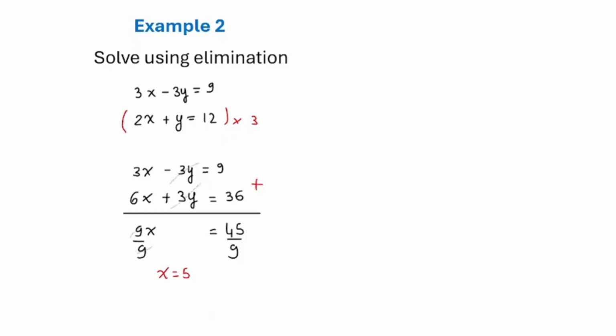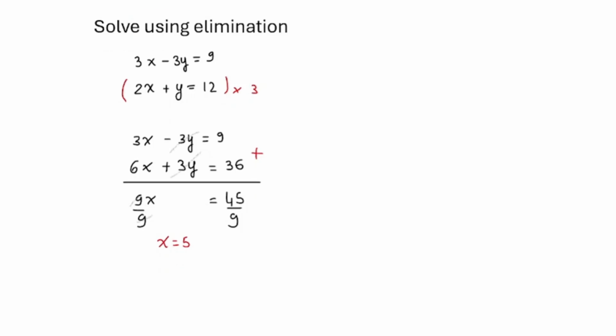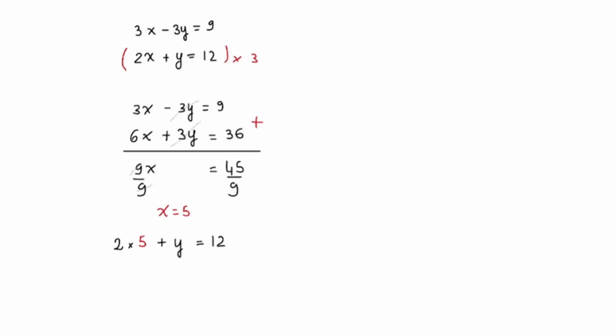To find y, we can use one of the original equations. The second equation is convenient because the coefficient of y is just 1. So we use the second equation, 2x plus y is equal to 12. Substitute x is equal to 5. 2 times 5 plus y is equal to 12, which simplifies to 10 plus y is equal to 12.